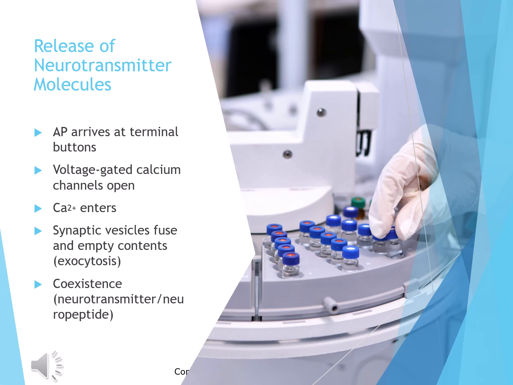Small molecule transmitters are usually released each time an action potential arrives at the terminal. By contrast, we have the large molecule transmitters that are released gradually in response to multiple action potentials. Most documented cases of coexistence have involved one small molecule neurotransmitter and one neuropeptide, although the coexistence of two small molecule transmitters has also been noted.